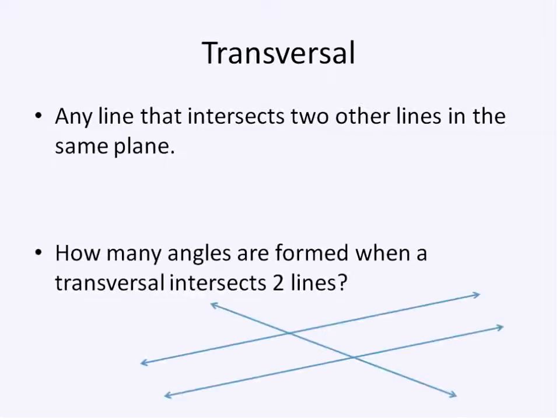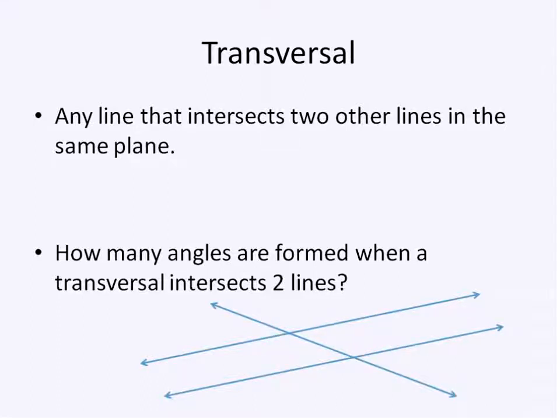So it's going to look like this. All right, so we're going to set up two parallel lines, and then we're going to draw a transversal across them and talk about all the different things that are created by all these angles that we see here.